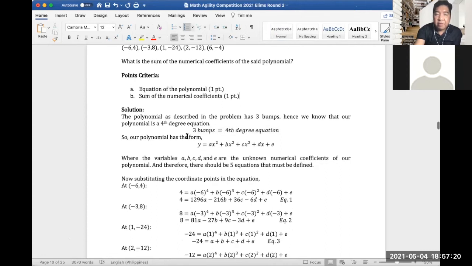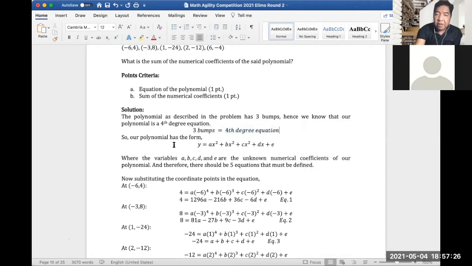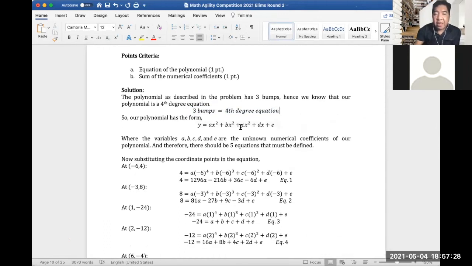A polynomial with 3 bumps would have a fourth degree equation. So our polynomial has the form y equals ax to the 4, hold on, what is this x squared? This should be 4. So 4, and then this should be 3, bx cubed, right? Then cx squared plus dx plus e.